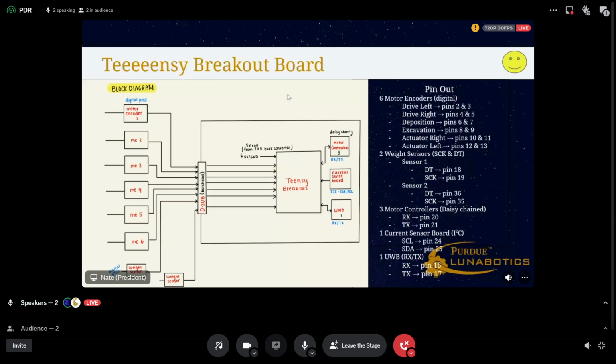So this is our general block diagram for the TNC. We're currently in the process of making this schematic and just figuring out the connections and stuff. So if you want to go over a little about our pinout and what we have on there.